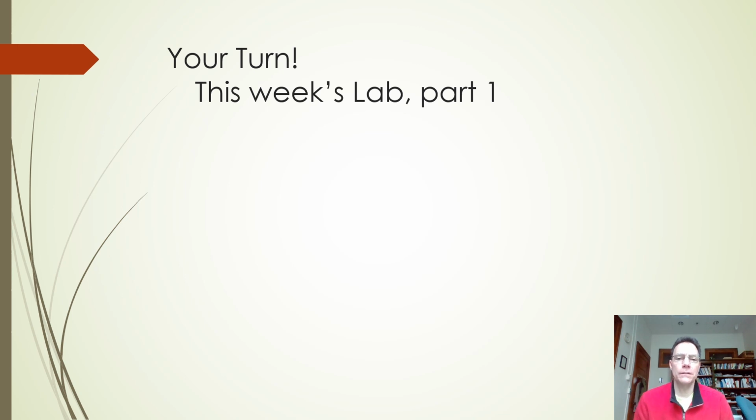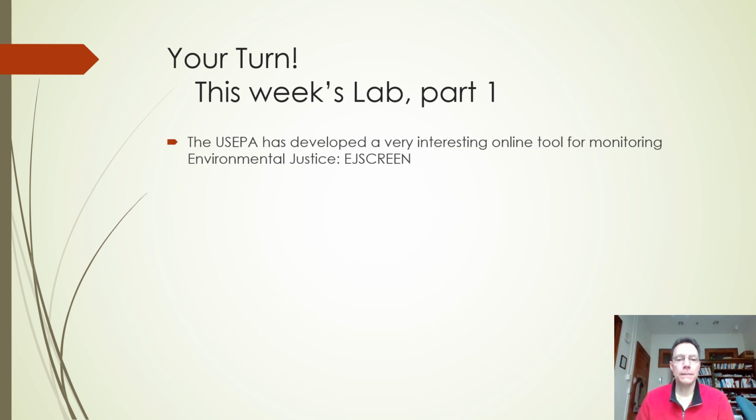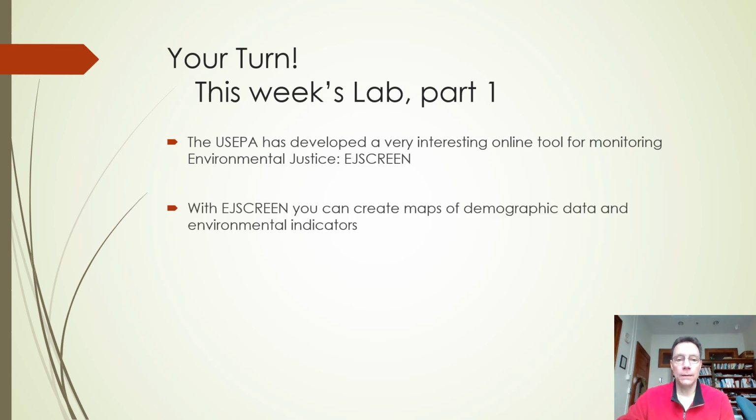And this really is part of this week's lab. We still do labs, but they're going to be a little bit different, as I said. I want you to play around with a little bit of data for part one of this week's lab. So the US EPA has developed a really useful and interesting online tool for monitoring environmental justice. It's called EJ Screen. And with this tool, you can create maps of demographic data and all sorts of environmental indicator data. And you can create overlays and side-by-side maps and things just to see, you know, where environmental indicators are not so good, are those areas that are demographically different than other areas.